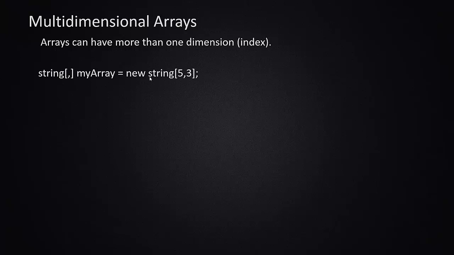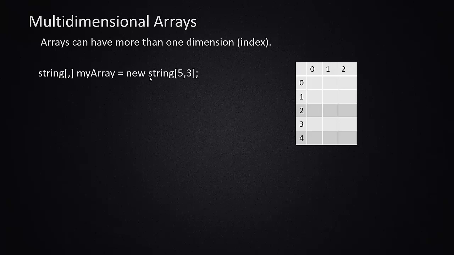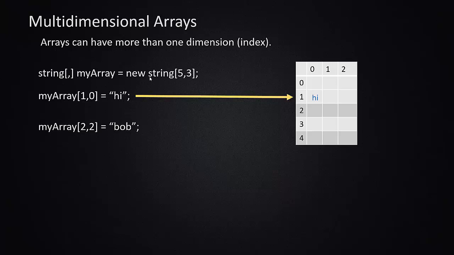And then there's that new keyword again, which we'll talk about in a second. And then the type over again, and then there's going to be 5 rows and 3 columns. Or you can think of it as 5 columns and 3 rows. So that would create a grid like this. Here we have 5 rows and 3 columns, both 0 indexed. So if I were to say, for example, myArray[1,0] is equal to hi, that means take the value hi and place it in location 1,0, it would go there. myArray[2,2] is going to be assigned the value Bob, so 2,2 would be that box over there. It would take on the value Bob.